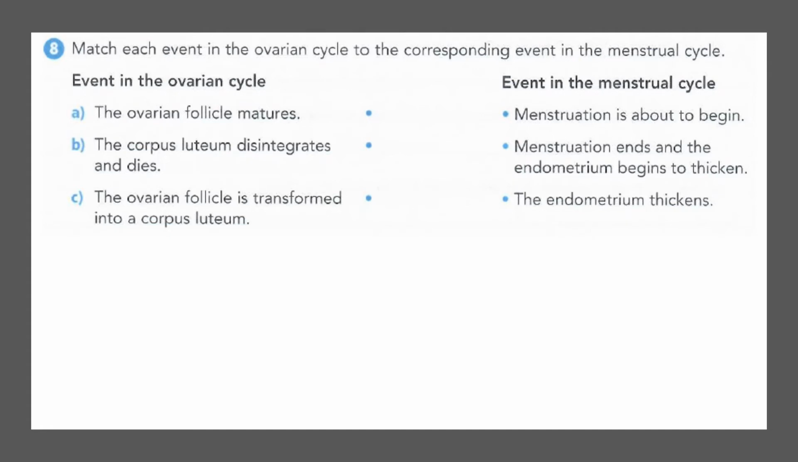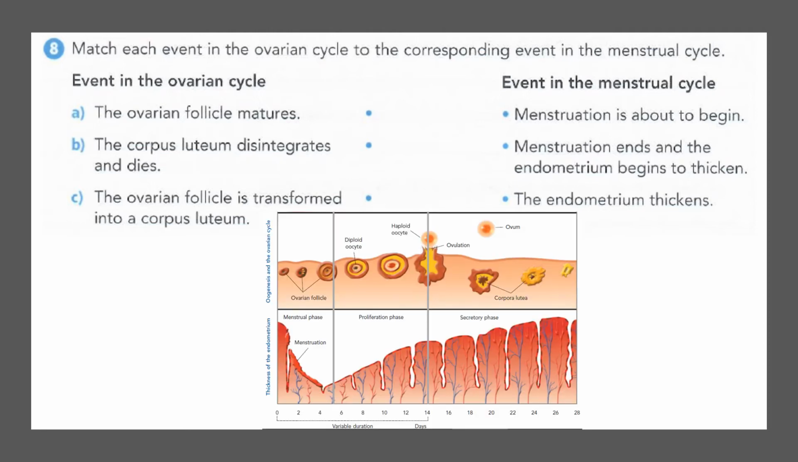Number 8. Match each event in the ovarian cycle to the corresponding event in the menstrual cycle. To do this exercise, I'm going to check this information from your book. You have this in your book that shows you the ovarian cycle and the endometrium, or the menstrual cycle. So let's do the first one. The ovarian follicle matures. Here you need to understand that in the beginning we have the ovarian follicle and it matures. So it's maturing in this period here.